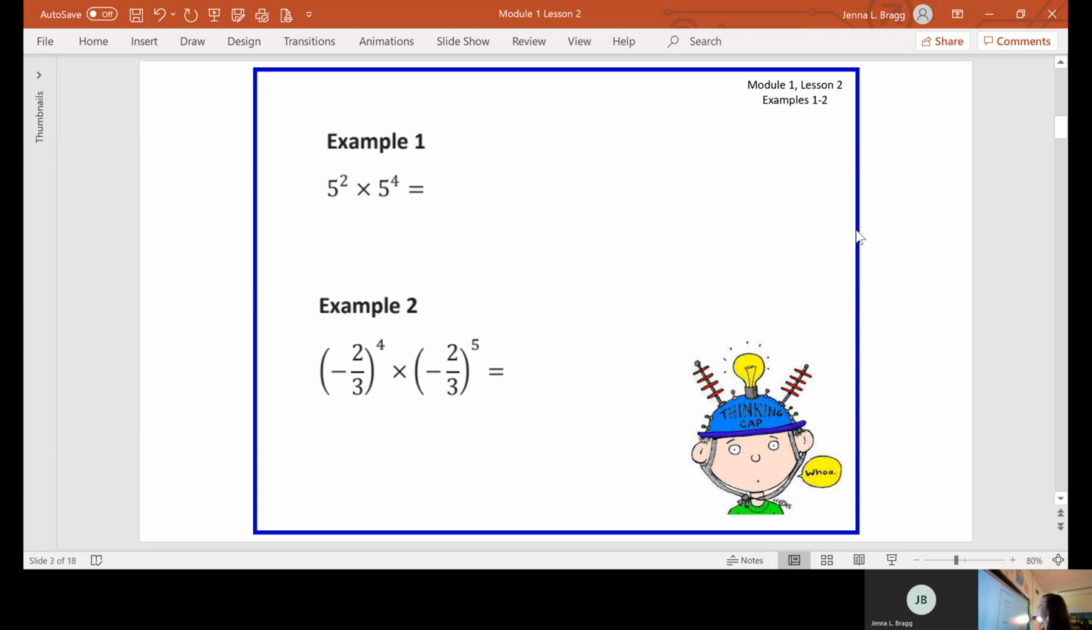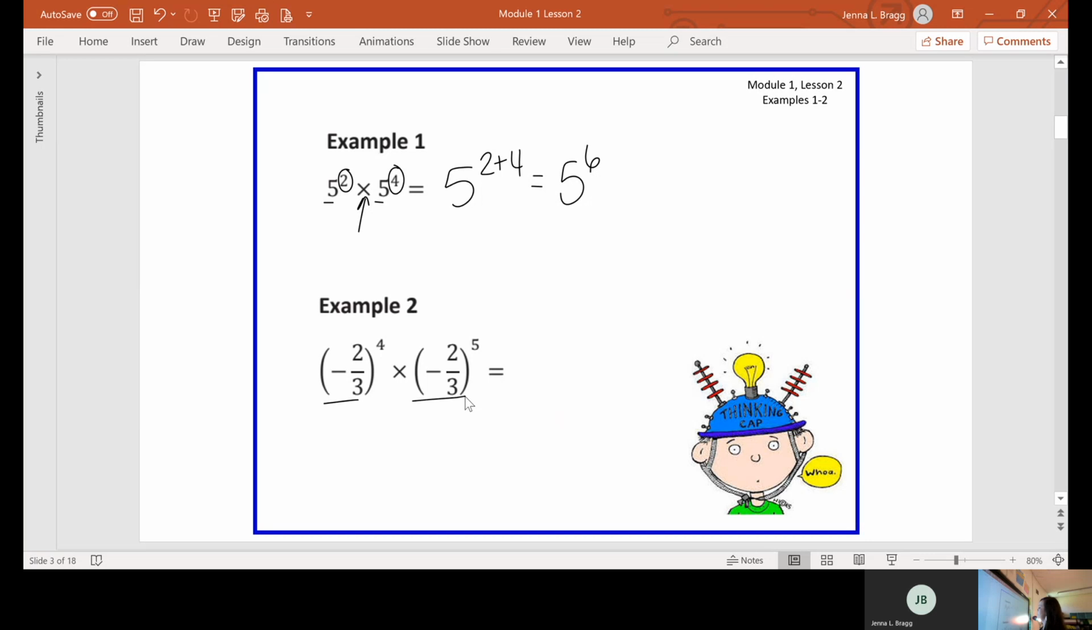So example 1, both of my bases are 5. I want to transfer my base of 5. My exponents are 2 and 4. Since I am multiplying, then I add those 2 exponents, 2 plus 4. And my result is 5 to the 6th power.